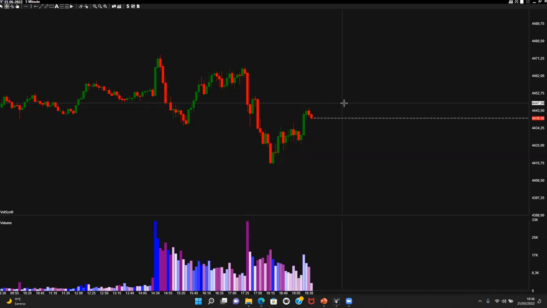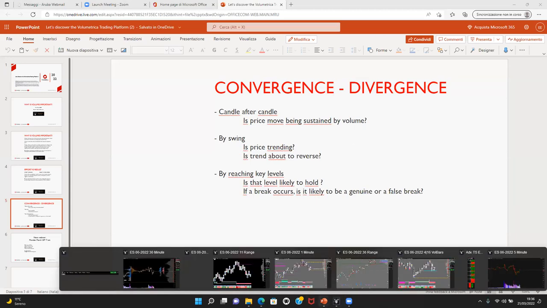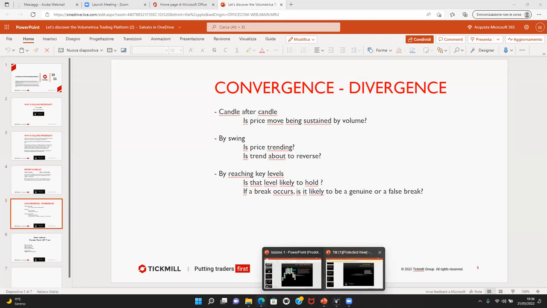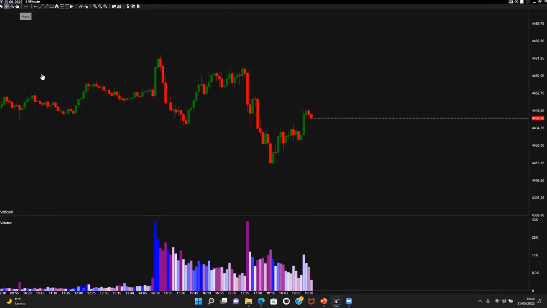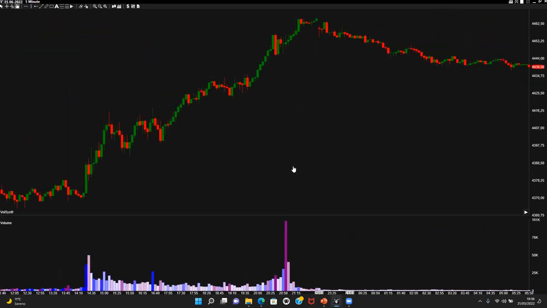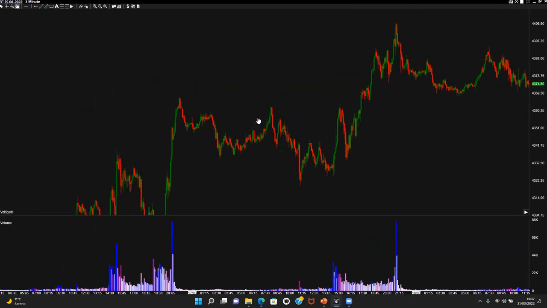Of course, we can apply this key interpretation also by swing. That means volume in these examples can tell us, in such circumstances, if price is trending or if the trend is about to reverse. Let's make another example. Normally during trend conditions, we are more likely to see volume increasing during directional waves and volume decreasing on retracement, basically.